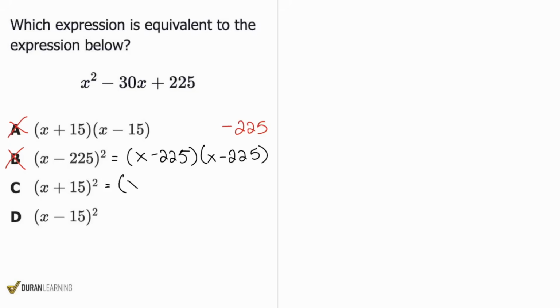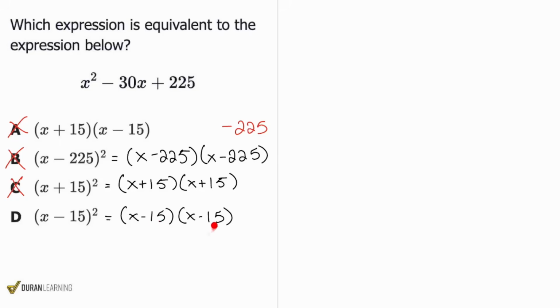C is the same thing as saying x plus 15 times x plus 15. D is the same thing as saying x minus 15 times x minus 15. Look at the signs. That's the only difference between C and D. If you look at C, 15 times 15 is indeed positive 225. However, is 15 plus 15 negative 30? It's not.